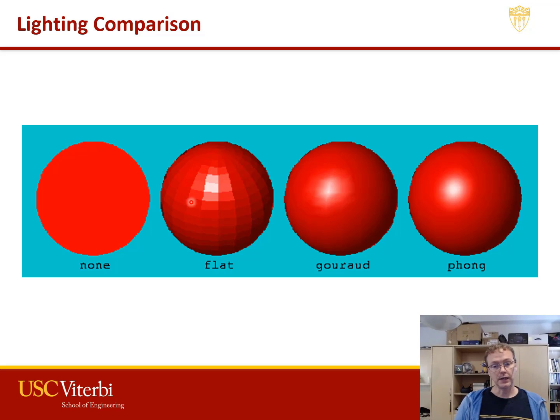The next one to it is flat shaded, and that's where we do the same lighting calculations we just showed, but we do it on every triangle, and we consider that that triangle must be flat, and so all across that triangle has the same lighting value.